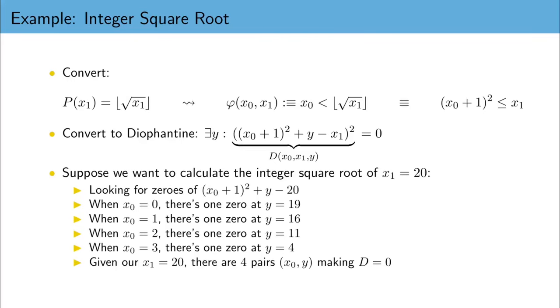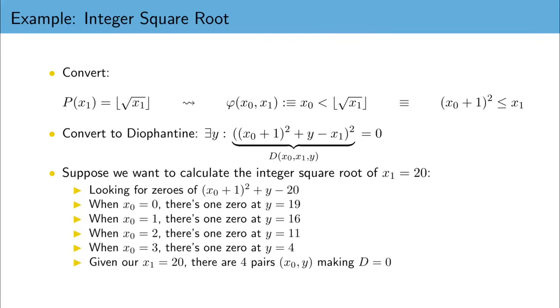And I hope it's clear now that key to this construction is the fact that for each x0, there's at most one y, making our polynomial 0. If there were potentially multiple y's for a given x0, our count of zeros wouldn't be the same as the count of possible values of x0. And again, I'll talk about how we can ensure this later on in the video.